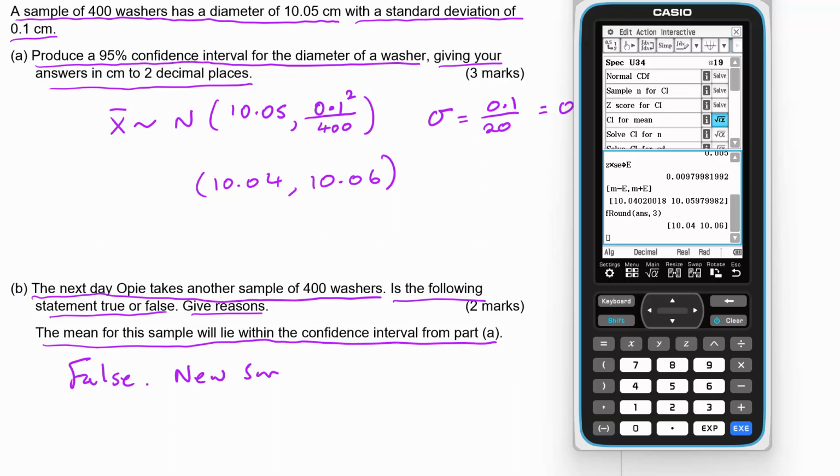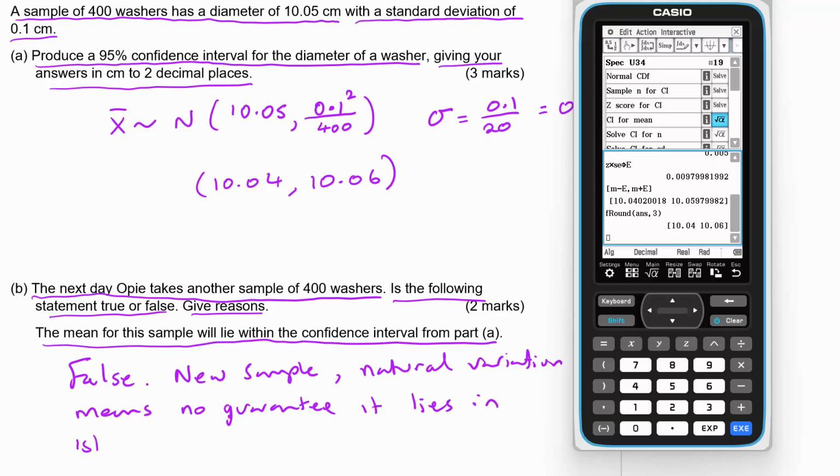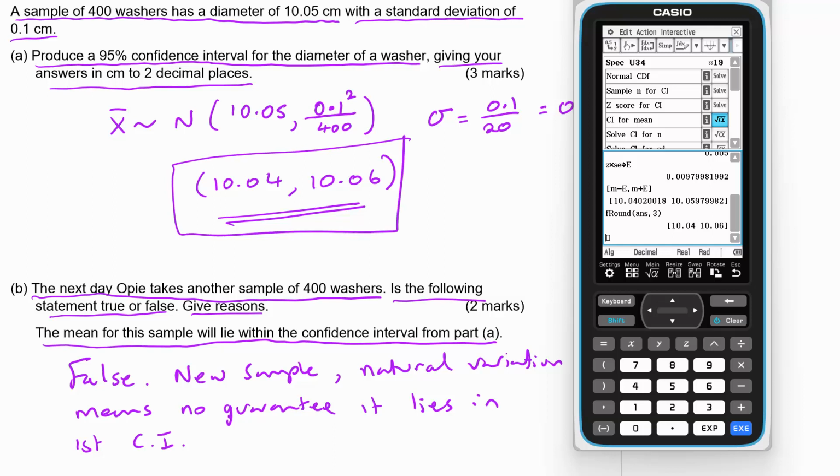It's a new sample, and natural variation means no guarantee it lies in the first confidence interval. Remember, this is a 95% confidence interval. We're only 95% certain, or at least 95% of such confidence intervals will contain the true mean.